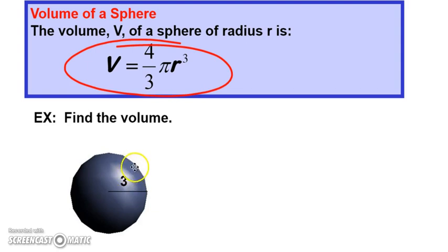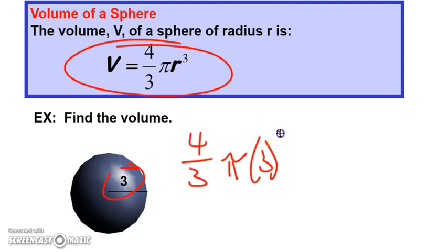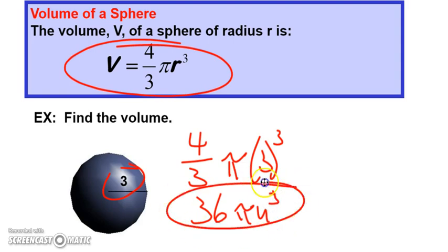So in this first example, we have a radius of 3. So we plug that into our formula, 4/3 pi 3 to the third power. When we simplify that, we get 36 pi units to the third.